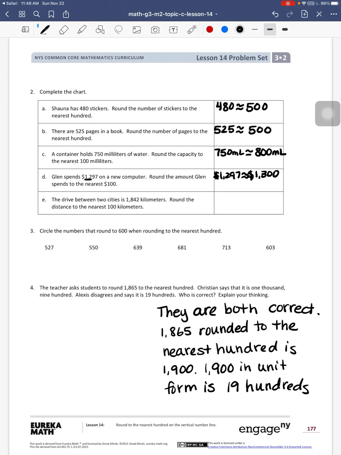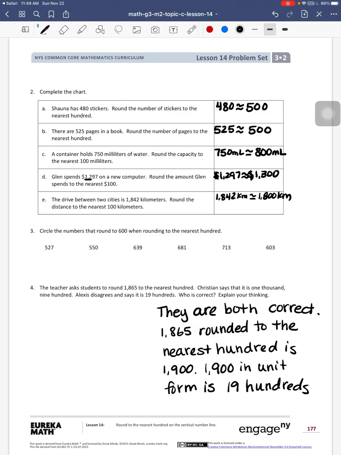The drive between the two cities is 1,842 kilometers. Round the distance to the nearest 100 kilometers. So 1,842 kilometers, what does that round to? That's right, it rounds to 1,800 kilometers because we haven't reached that 50 point to go up, up, up.